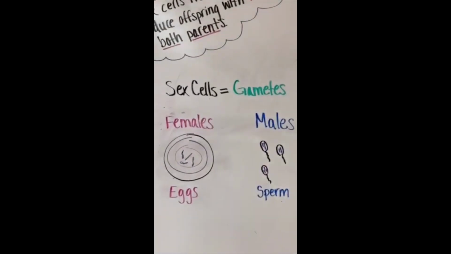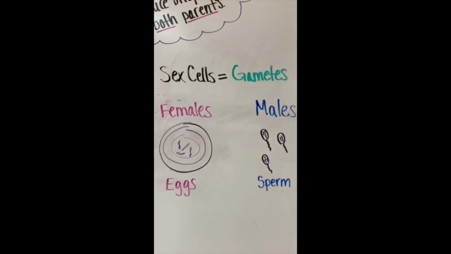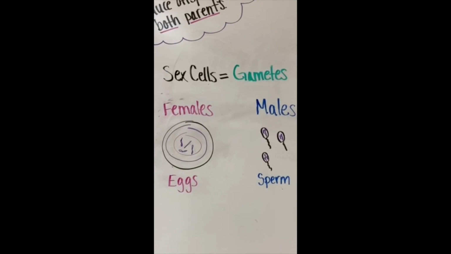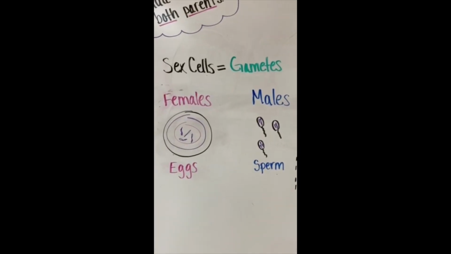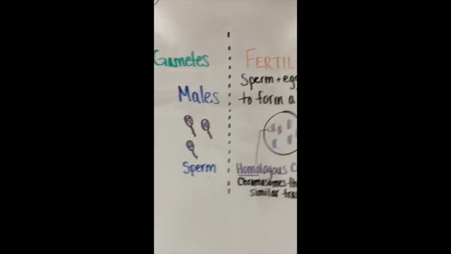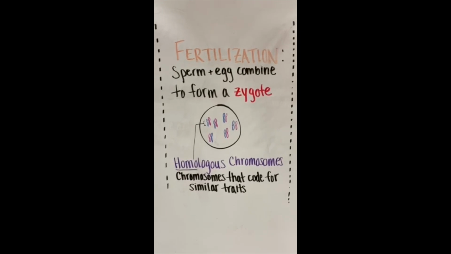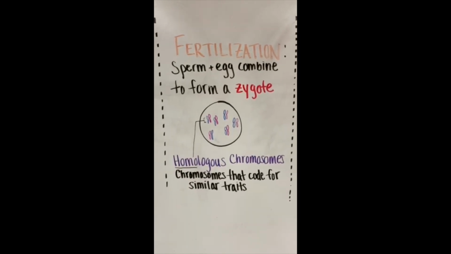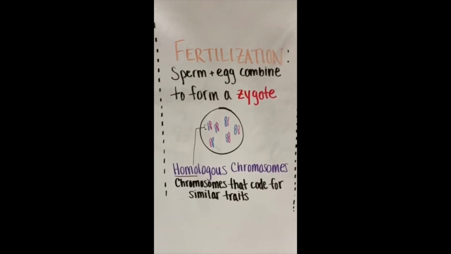All right, what's the deal with sex cells? Another term for sex cells that you're going to hear me throw around a lot is gametes. If you are a lady, you have eggs. If you are a male, you make sperm. Those gametes go through a process called fertilization. When that sperm and egg meet up together, they form what is called a zygote.